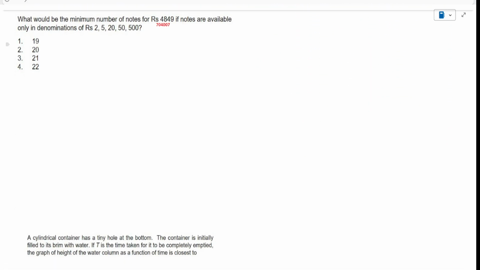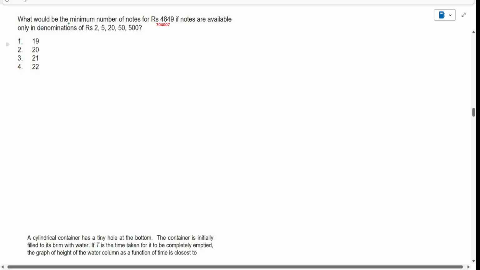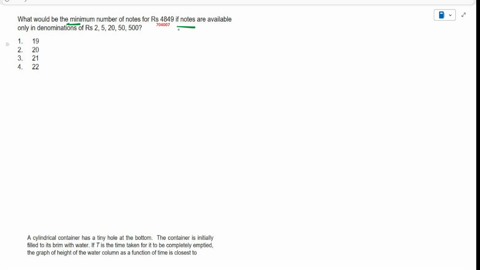Now the next question. This question asks what will be the minimum number of notes for 4849. This is the total money. Notes are available only up to 500, so we take the 500 notes maximum to minimize the number of notes. The multiple of 500 nearest to this number is 4500, so we have to take 9 notes.